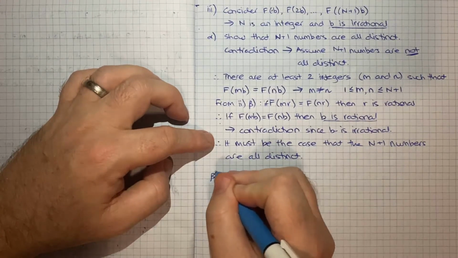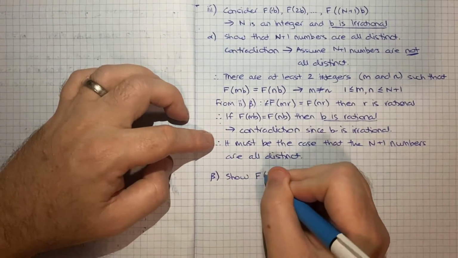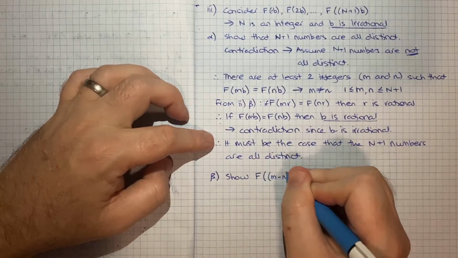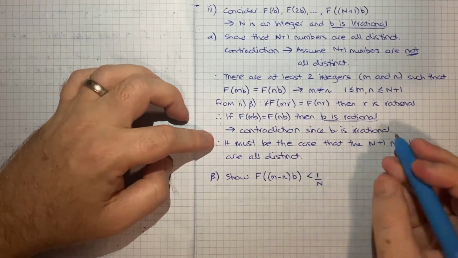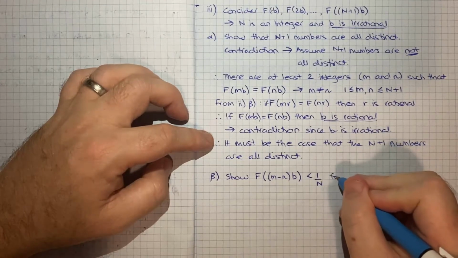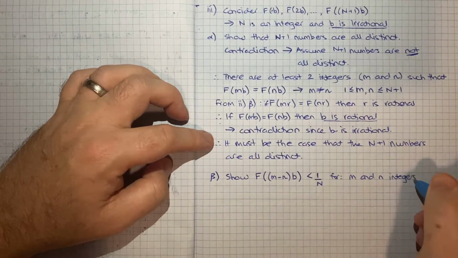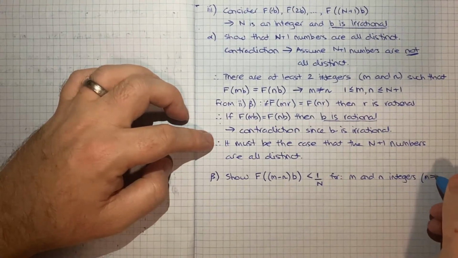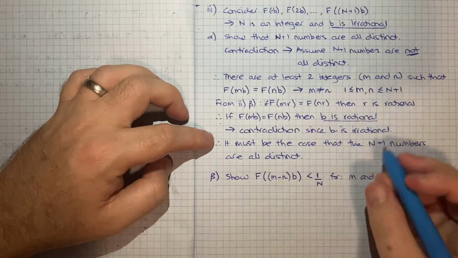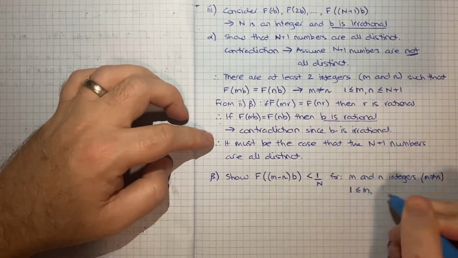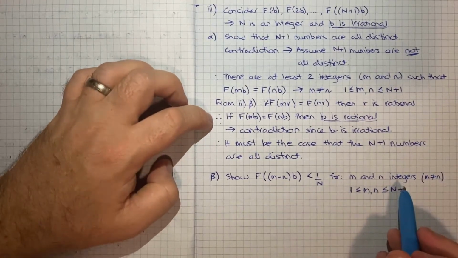Now moving on to part beta, we're asked to show that the fractional part of m minus nb would be less than 1 on n, where m and n are integers, and m is not equal to n, the lowercase n, and as I noted before, m and n would be between 1 and the capital N plus 1. So that's what we're being asked to show.